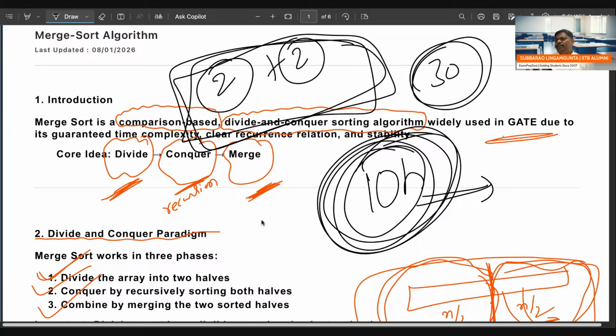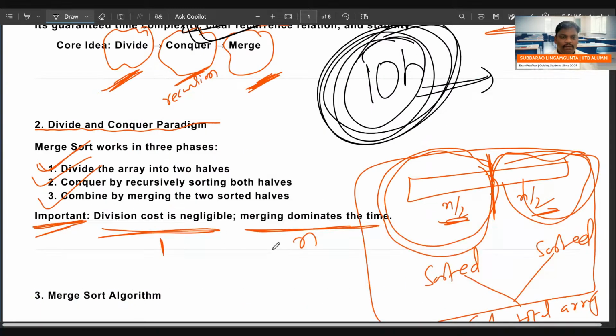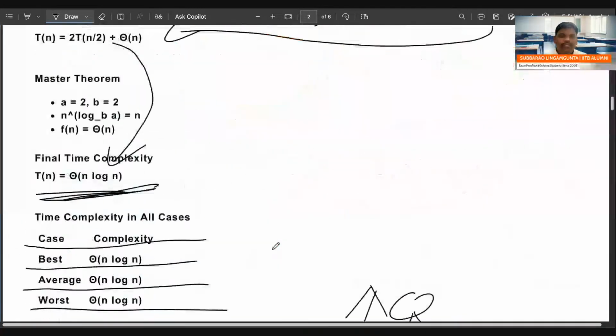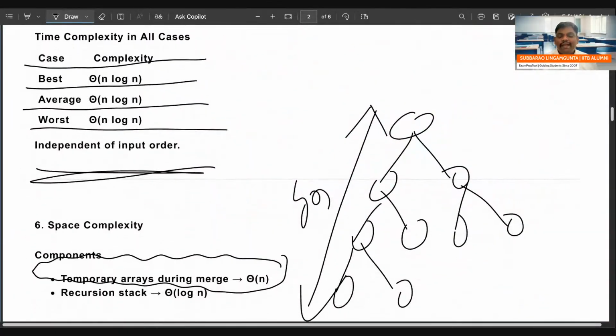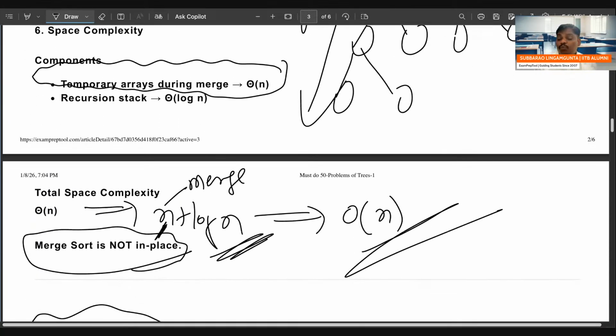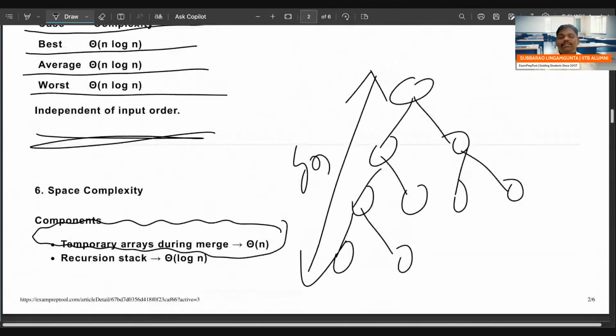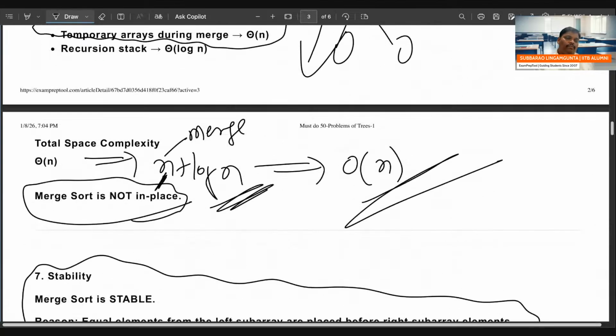This is a simple explanation of the major points of merge sort, which I have written here. The recurrence is T(n) = 2T(n/2) + n, which gives n log n. Stack space is log n, and overall space is n plus log n, which is O(n). Because of the extra space, it is not in place, it is out of place.